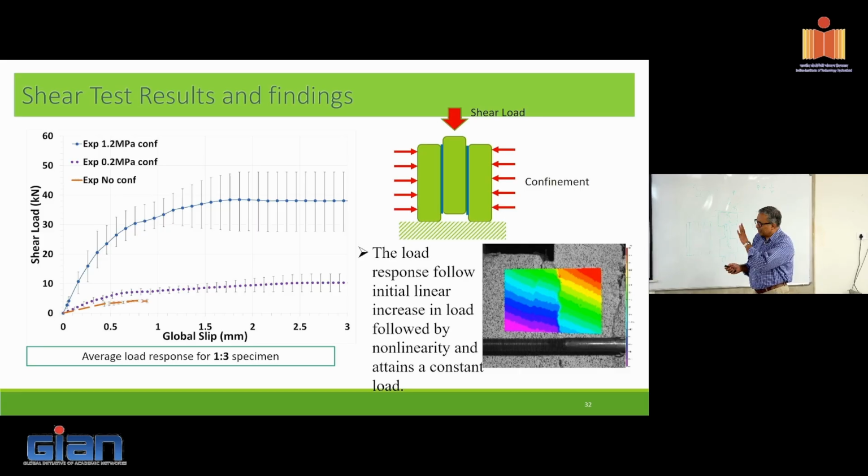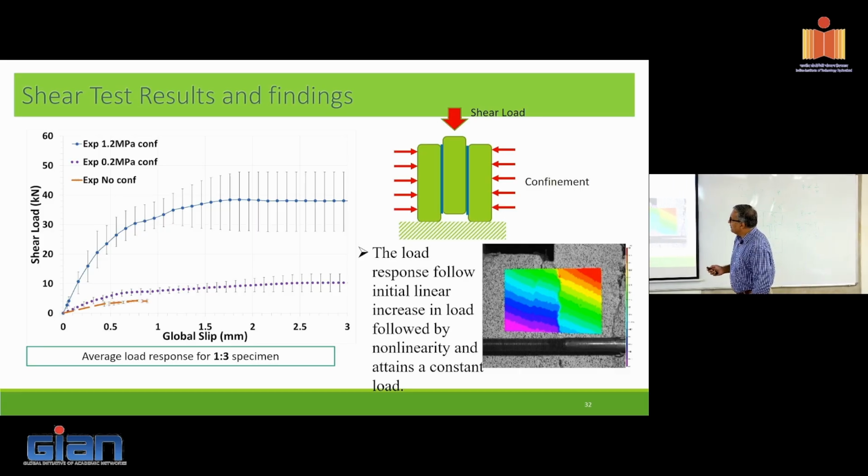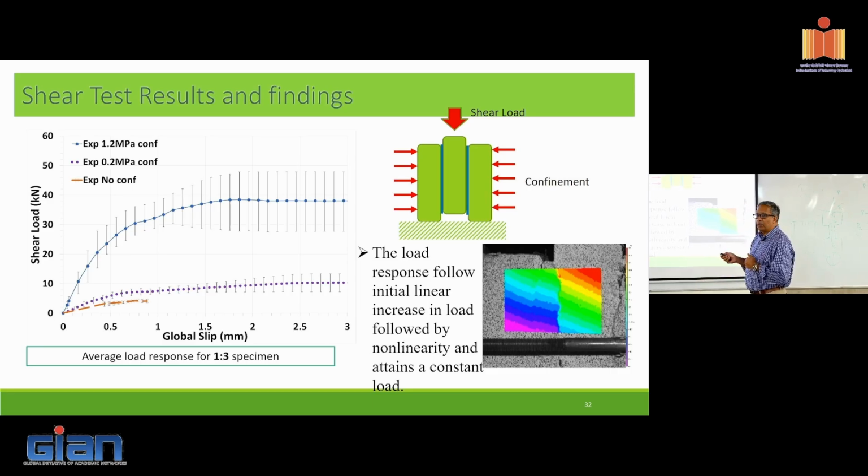We've done these tests for masonry, a shear test with different levels of compression. This is what happens when you have no confinement, when I apply a confinement of 0.2 megapascals, and when I apply a confinement of 1.2 megapascals. As I confine it more, the shear resistance increases. So if I take the peak shear resistance from all three and plot them as a function of confinement, I would get a response that looks just like the Mohr Coulomb failure theory.